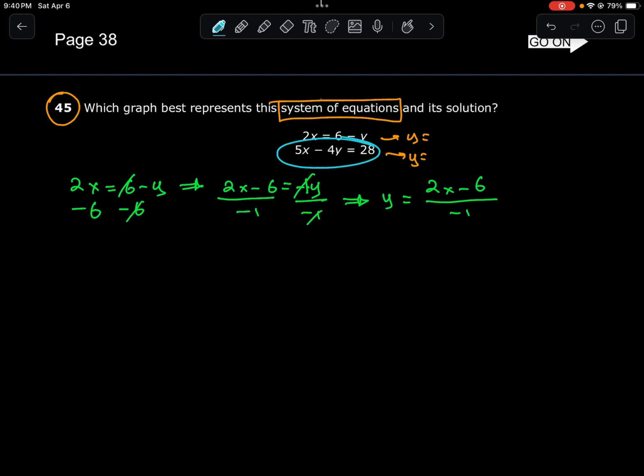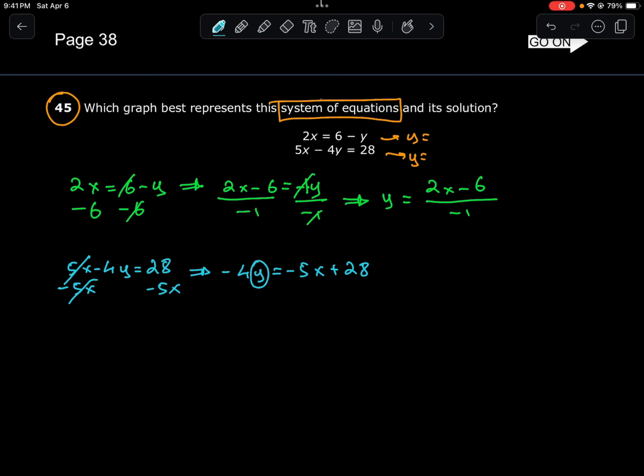The other one is this one. So I start with 5x minus 4y equals 28. I need to isolate the y. I can't do anything to simplify on the left. There's no PEMDAS to do. Same here. So I'm going to move terms from left to right, right to left, using the properties of equality, in particular addition or subtraction. Here I'm going to subtract 5x, and I'm going to get negative 4y equals negative 5x plus 28.